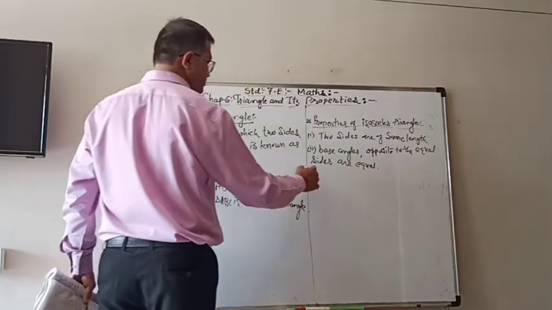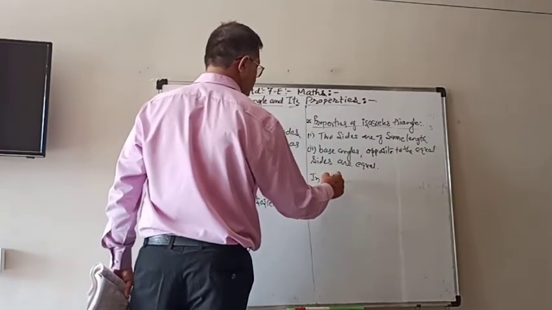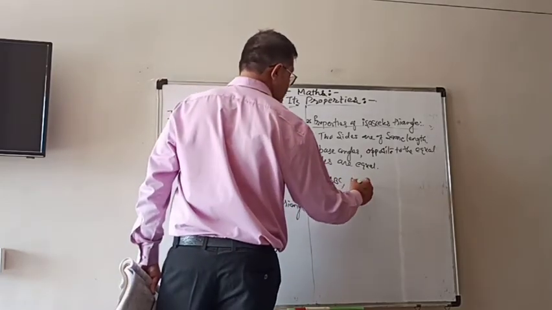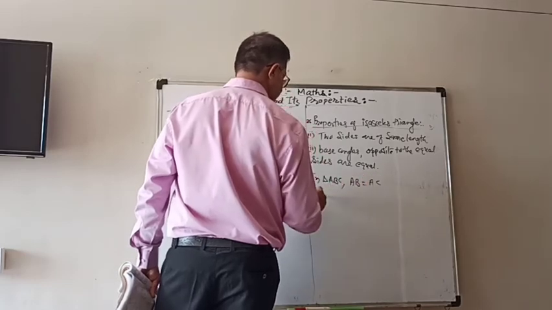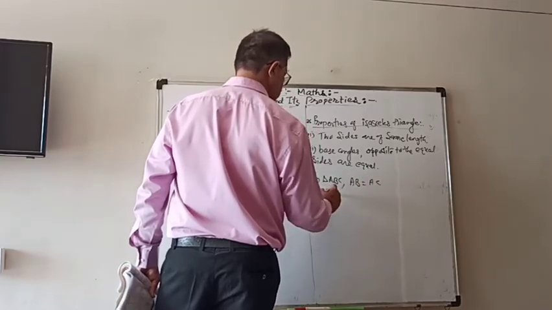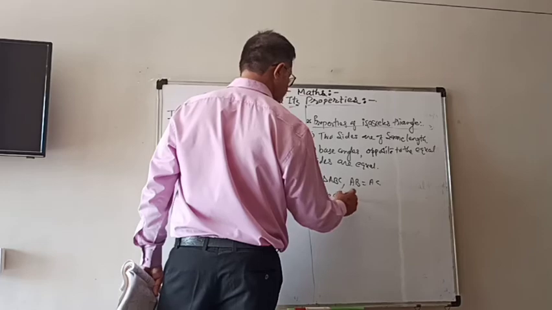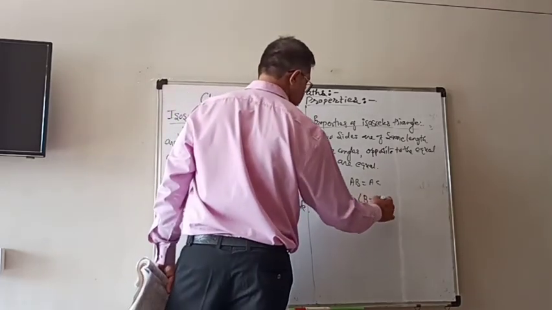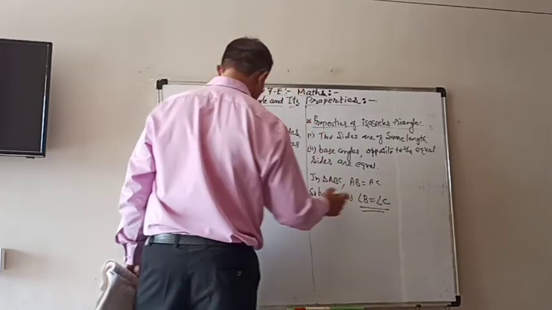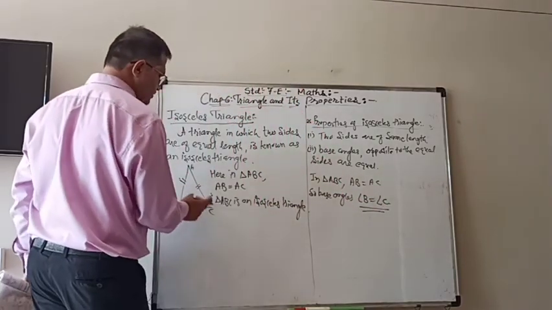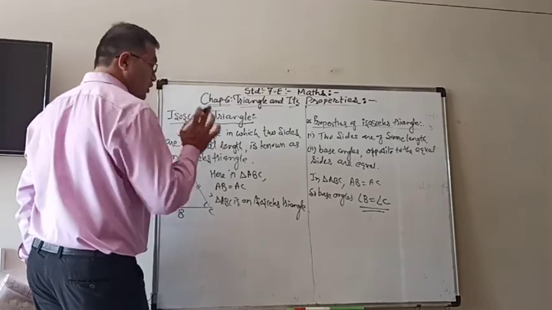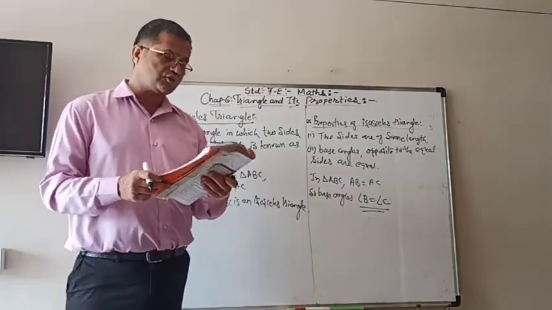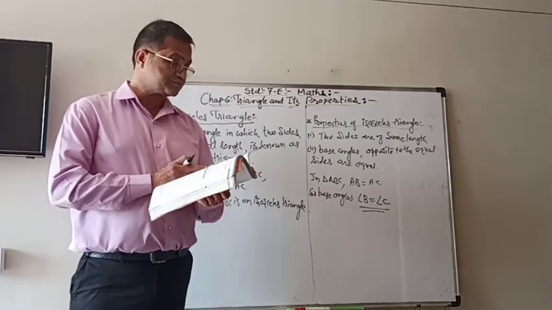So here you can see that in triangle ABC, AB is equal to AC. So base angles, angle B is equal to angle C. It means if two sides are equal, then the angles opposite to them are also equal.